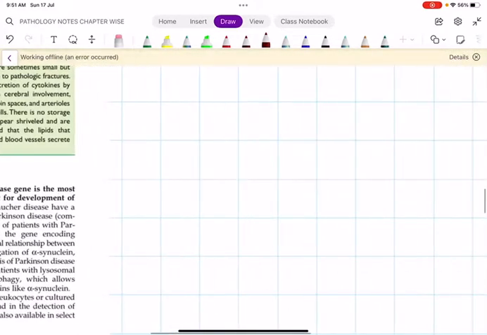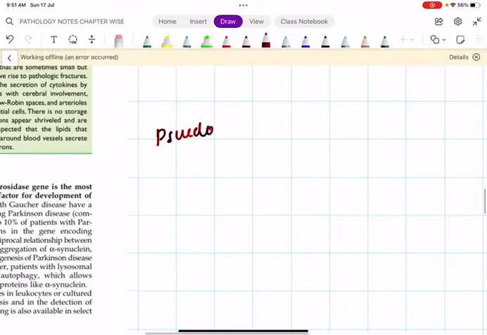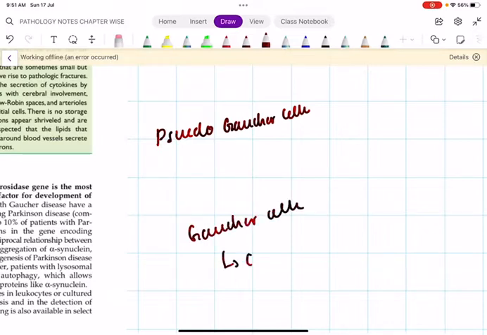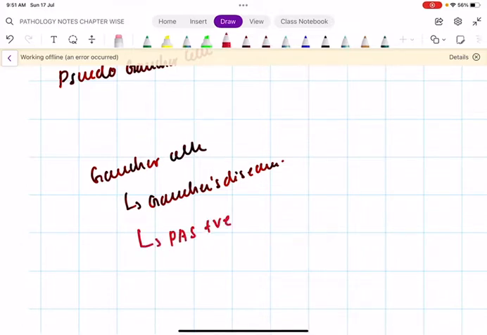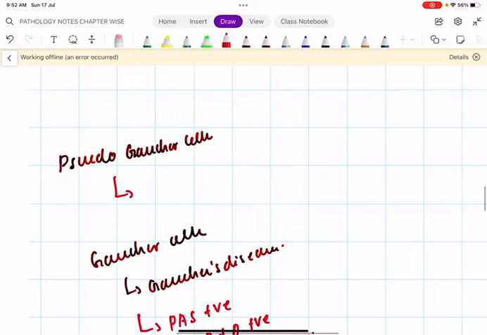We have some other entity called pseudo-Gaucher cells, and we have Gaucher cells. Gaucher cell is seen in Gaucher's disease. Remember, they are PAS positive, oil red O positive, and Perls stain positive. Whereas pseudo-Gaucher cells are seen in chronic myeloid leukemia. They are PAS negative. This is how you have to differentiate between them.